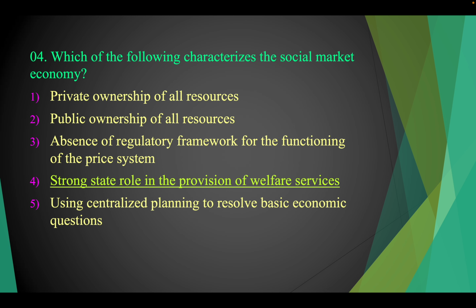So here they ask, which characterizes the social market economy. Now you know the social market economy, that government interference is high, but it is a market economy. So they emphasize social justice. So the answer is the strong state role in provision of welfare services. That means state role means high government interference, and welfare services, that is the social justice, they emphasize.